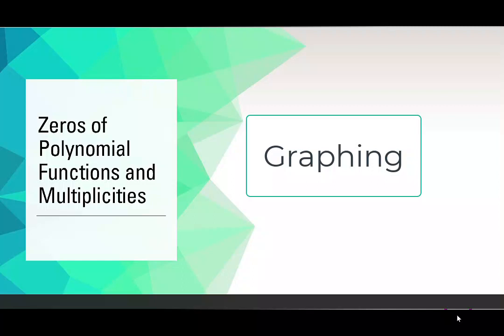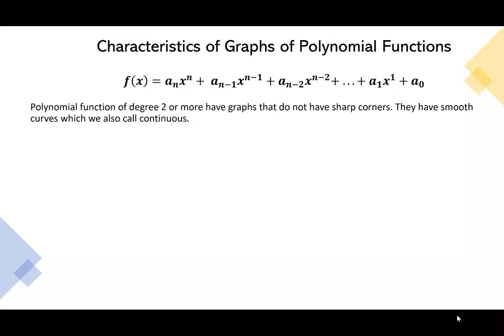Hi everybody, today we're going to talk about graphs of polynomial functions. What I want you to think about as we start to graph them is that polynomial functions that are degree 2 or more are going to have graphs that don't have sharp corners. They're going to be kind of smooth curves, which we also call continuous. You could draw this without picking up your pencil. You could just keep moving along, going up and down to draw these functions.